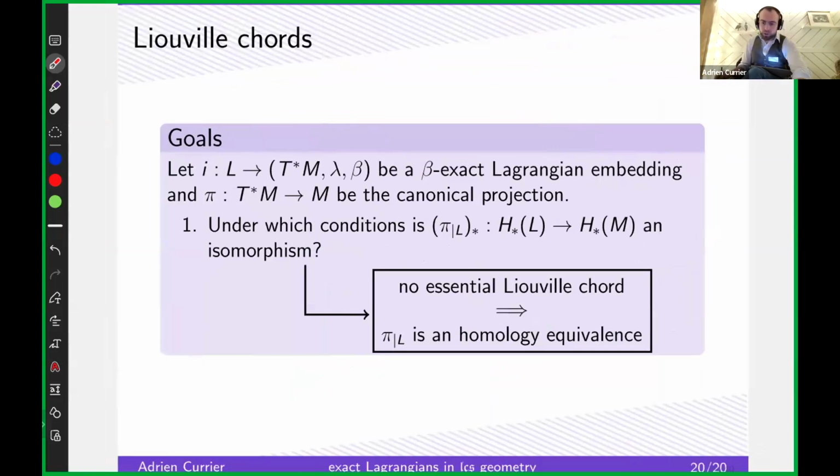So we end up by noting that we gave a partial answer to the question: if we do not have any essential Liouville chords, then the projection is going to be a homology equivalence. And this is not an if and only if, for exactly the same reason that you have Lagrangians with ruptures for which the projection is a homology or homotopy equivalence.